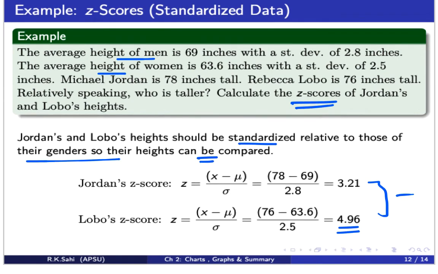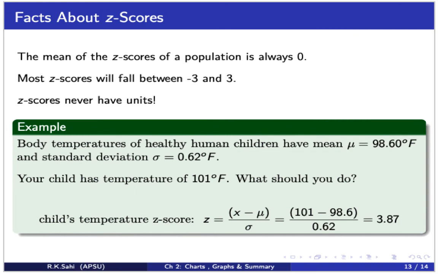Okay, some facts about z-scores, guys. The mean of the z-scores of a population is always 0. The z-scores mostly fall between -3 and 3. That means -3 is 3 standard deviations to the left of the mean, and +3 is 3 standard deviations to the right of the mean. These z-scores never have units.